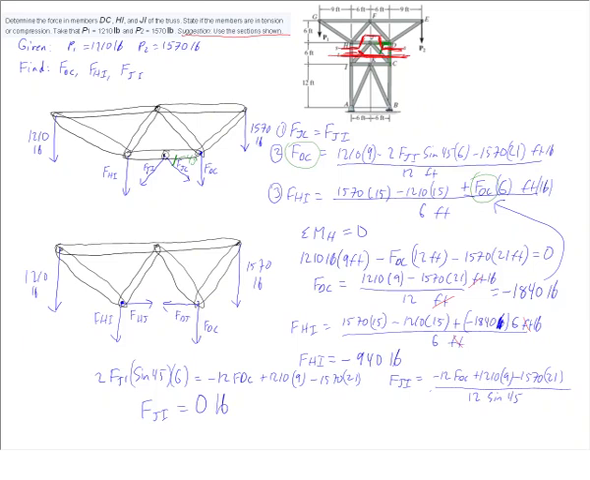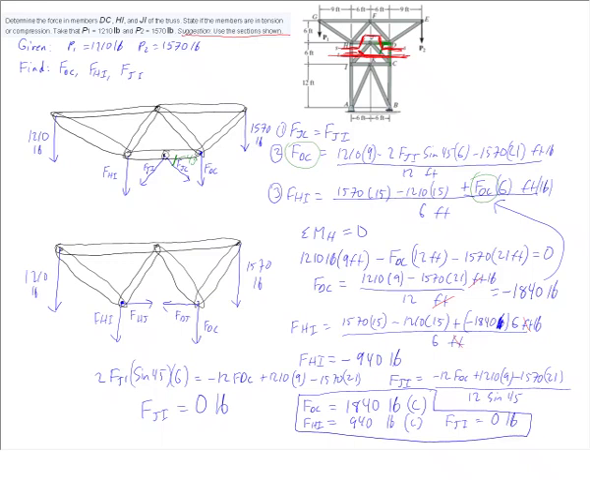So our 3 answers are known, and we're going to report them in tension or compression. So we're going to write those out as FDC equals 1840 pounds, and it's in compression. FHI equals 940 pounds, and it's in compression because it's negative. And then FJI equals 0 pounds, neither compression nor tension. Those are our 3 answers. Hopefully this was helpful. Please let me know if you have any questions.